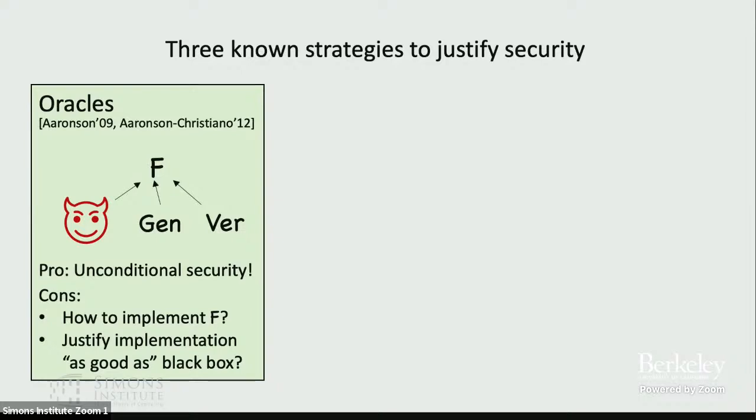And then even if you have some structure in the real world that mimics the oracle, you have to justify that it's as good as a black box, that essentially the only thing an adversary can do is query this function f on various inputs or superpositions of inputs, and not do something more sophisticated with the non-black box implementation. So we can get unconditional security, but it's not always clear how to get this in the real world. In particular, Aaronson and Christiano gave oracles, which prove that you get unconditional security, and then they gave a candidate implementation, which ultimately turned out not to be as good as a black box and was broken.